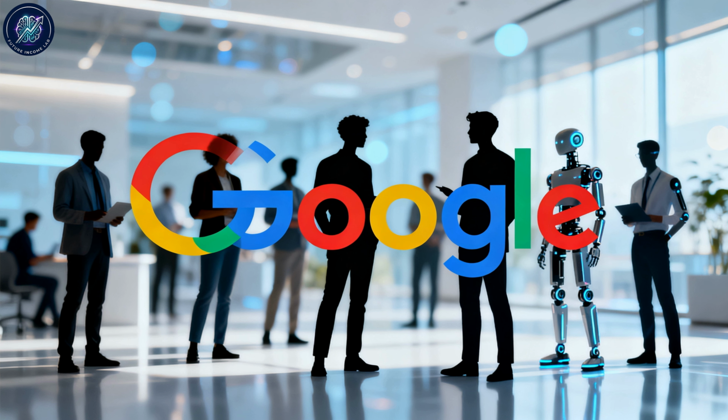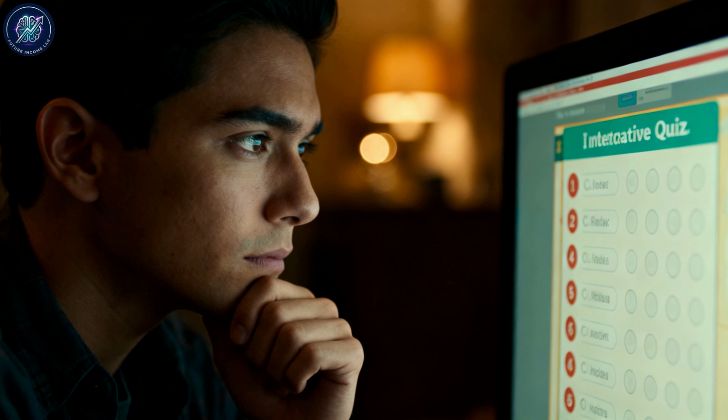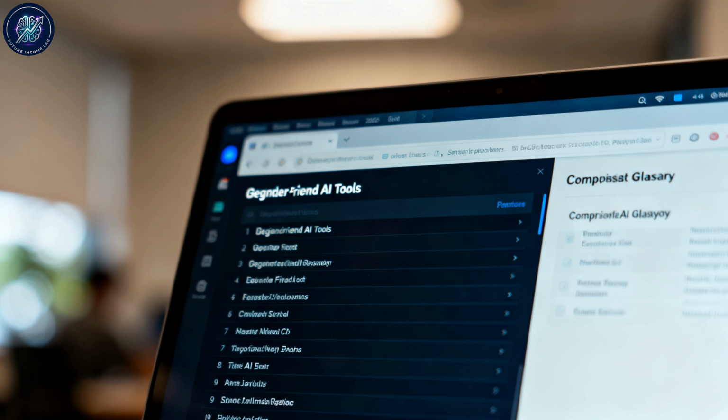Here's why. 1. Credibility. You're learning directly from Google's AI professionals. 2. Simple visuals. They explain concepts with graphics and analogies that make it easy. 3. Interactive quizzes. The quizzes are not brainless. You actually have to pay attention. Plus, they give a list of beginner-friendly AI tools and important AI terms.